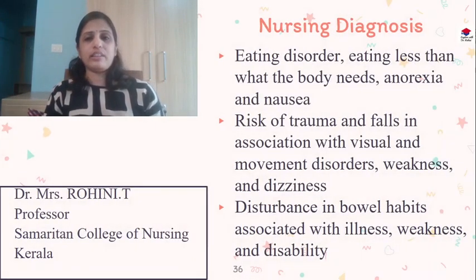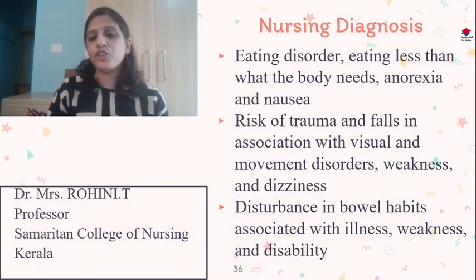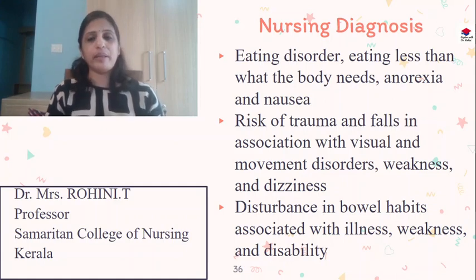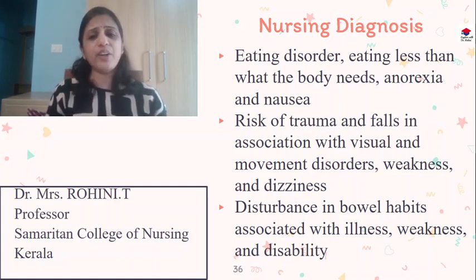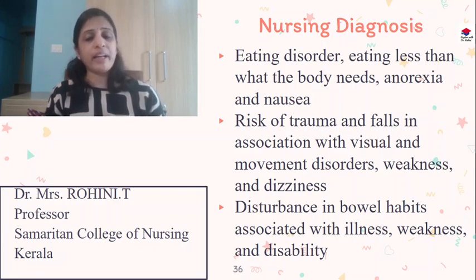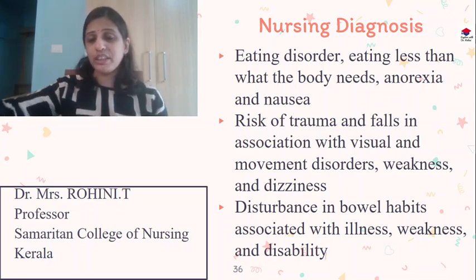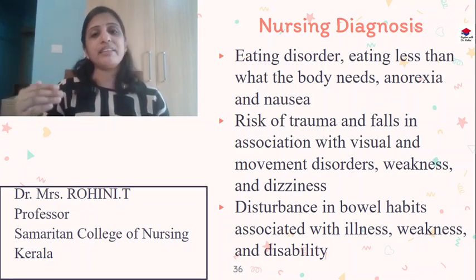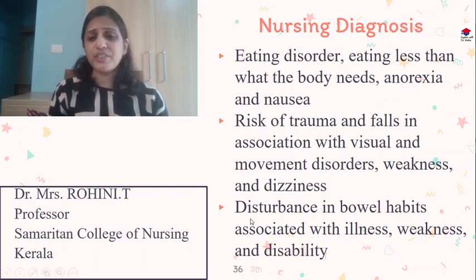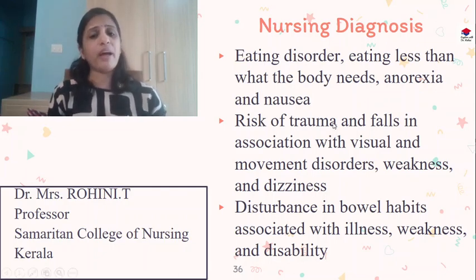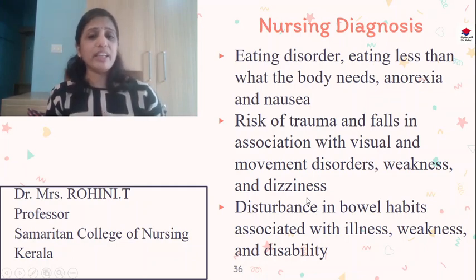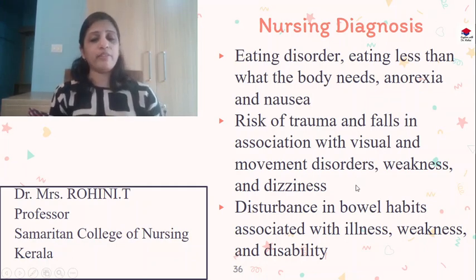Then eating disorder, maybe we can write it as imbalanced nutrition, less than body requirements. So eating less than what the body needs, because of anorexia and nausea. Risk of trauma and falls, because this patient is having blurred vision, double vision, she is not able to see beyond 7 meters. So the reduced vision field means there is a risk of trauma and falls. She is also suffering from vertigo, so we should be very careful. So there is a risk of trauma and fall.